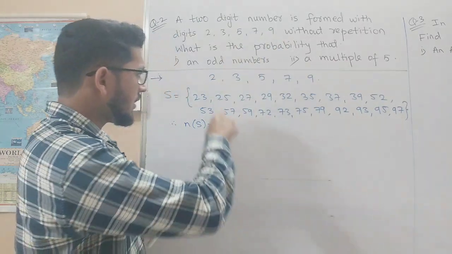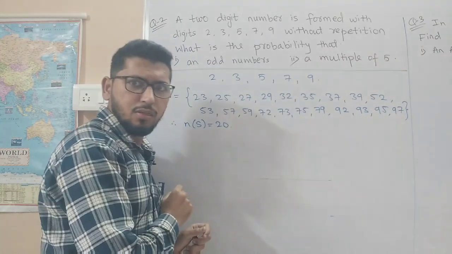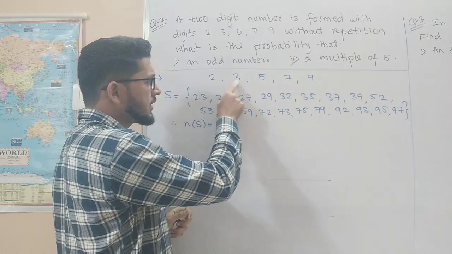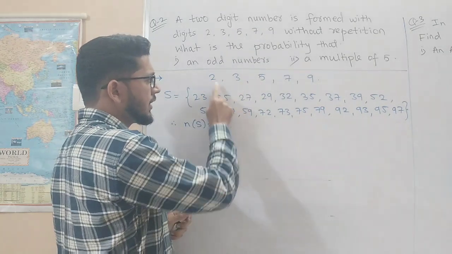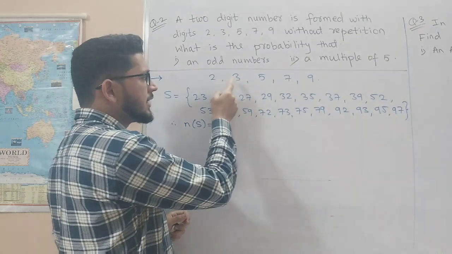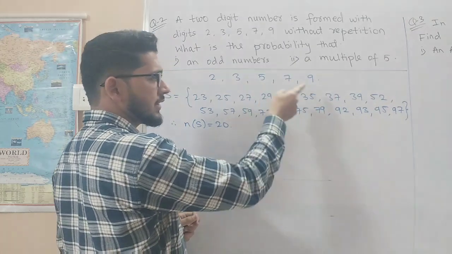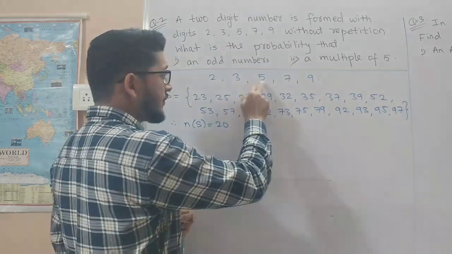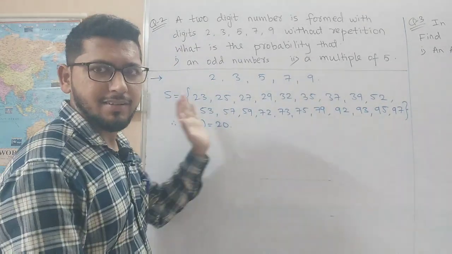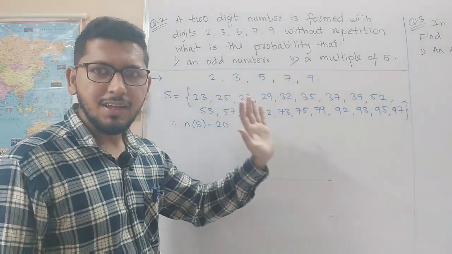So here I have written 5 digits: 2, 3, 5, 7, 9. So how to make a 2-digit number? First of all we take 2 with 3, 23, 2 with 5, 25, 2 with 7, 27, 2 with 9, 29. Likewise 3 के साथ लेना: 3 with 2, 32, 3 with 5, 35, 3 with 7, 37, 3 with 9, 39. Similarly we have written for 5, for 7, for 9. So this makes the sample space.